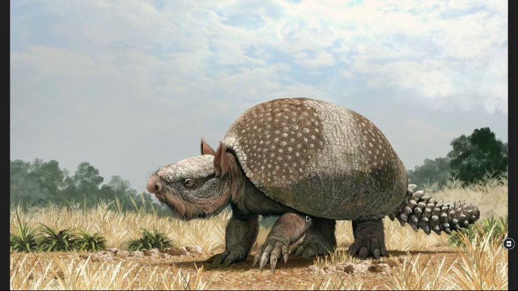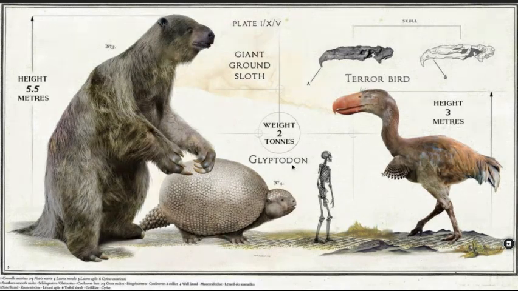Like this is the Glyptodon, I believe it's called, which is like a giant armadillo, about the size of a Volkswagen Beetle, so about the size of a car. You could see over here you have the giant ground sloth. I mean, this thing was absolutely huge, 5.5 meters, that's at least 18 feet tall. So if this is a human, look at the size comparison over there.